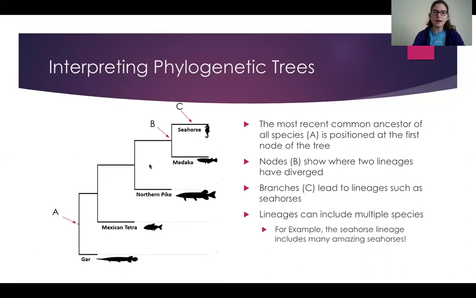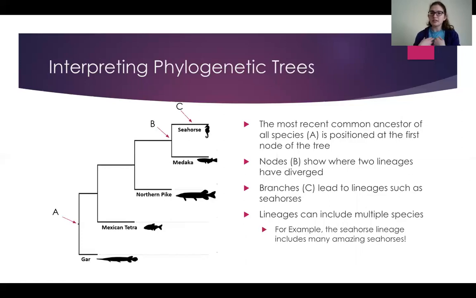What we see at A and what we see at B are called nodes. Nodes show where two lineages have diverged from one another. And then after a node, we see a branch, and this shows our lineage that has diverged after this node. And the one thing that's important is that I'm using the word lineage here. So lineage can describe more than one species.